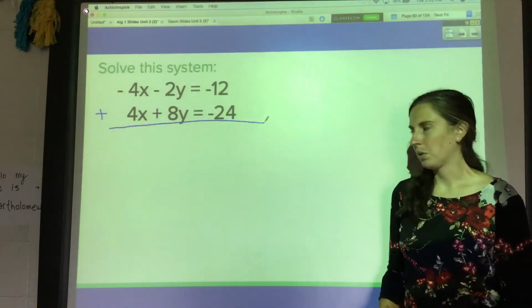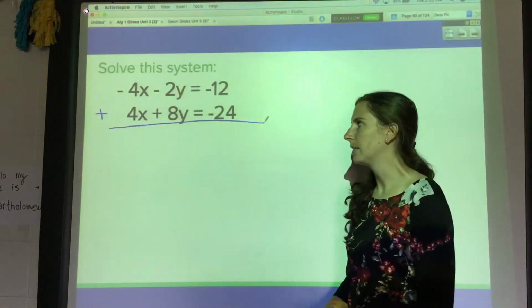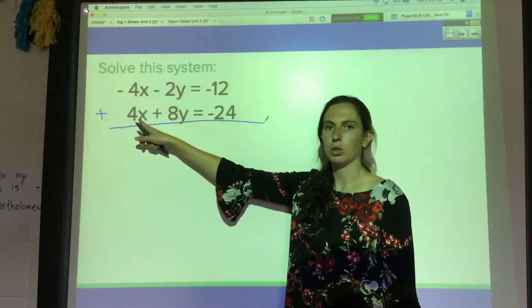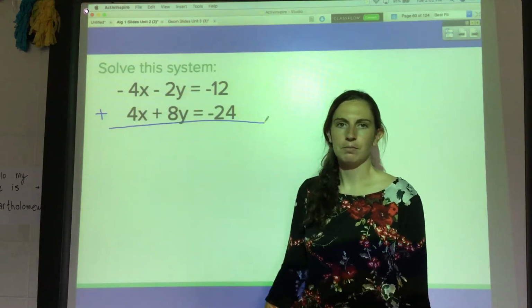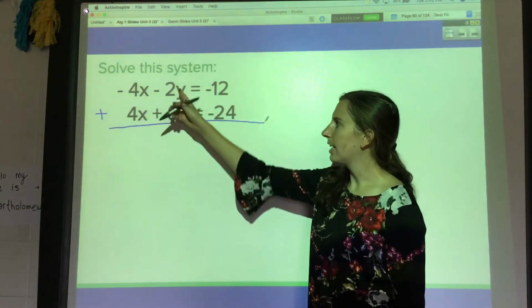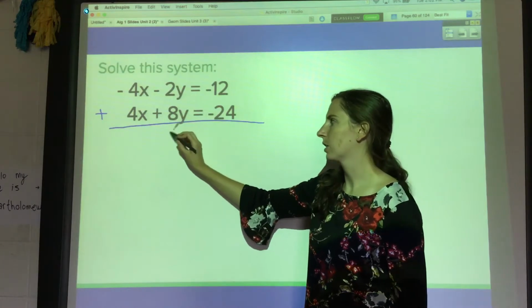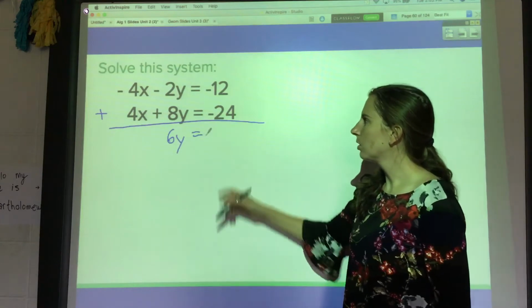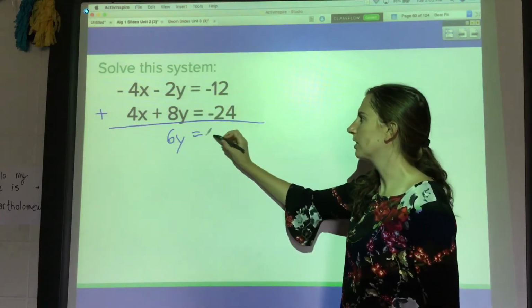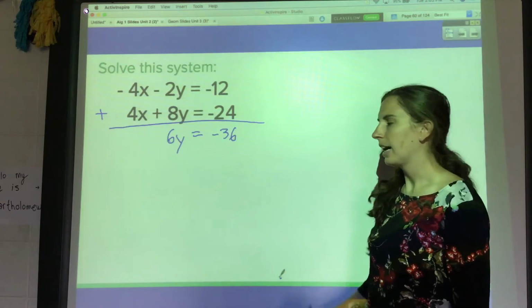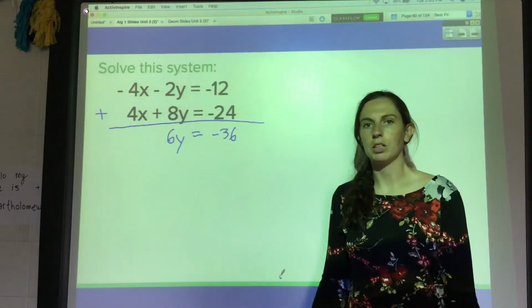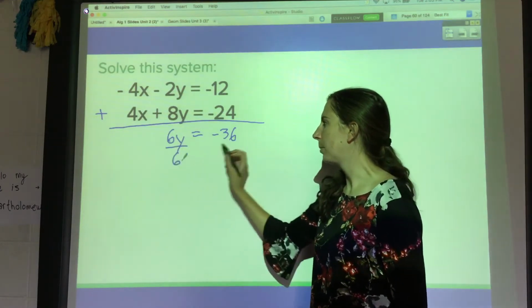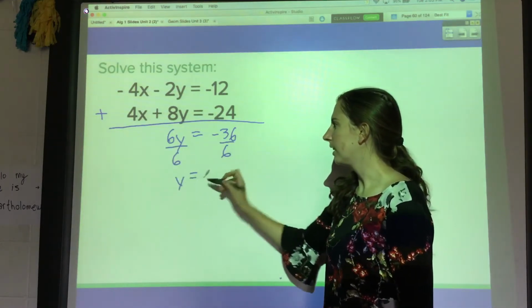It's going to work out in this problem because if you notice, if I add them together, negative 4x plus 4x is 0. The x's go away. And negative 2y plus 8y is 6y, just combining my terms really. And that equals negative 12 plus negative 24, which is negative 36. And now I have eliminated the x variable. That's why it's called elimination. Now to solve for y, I could just divide by 6, and y is negative 6.